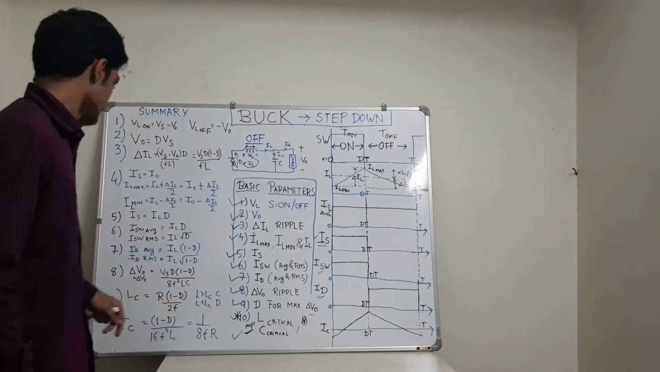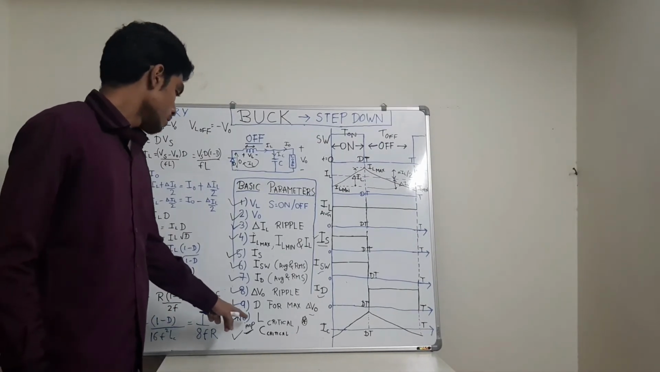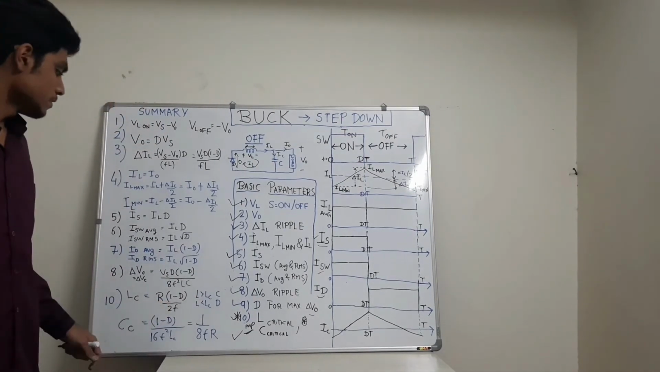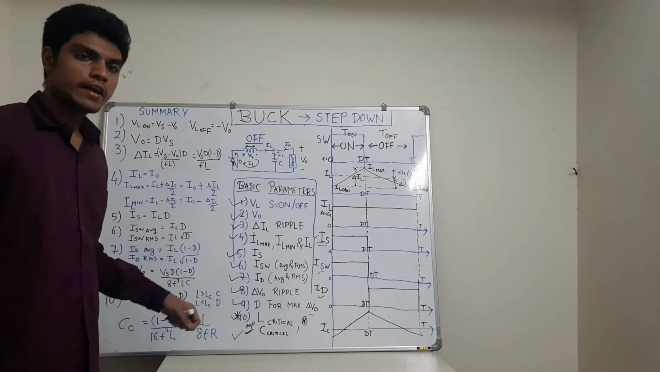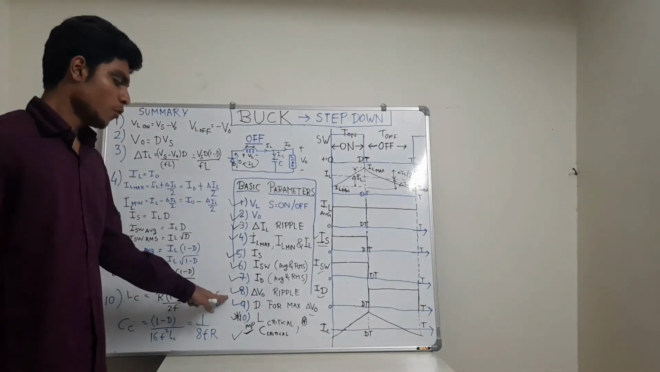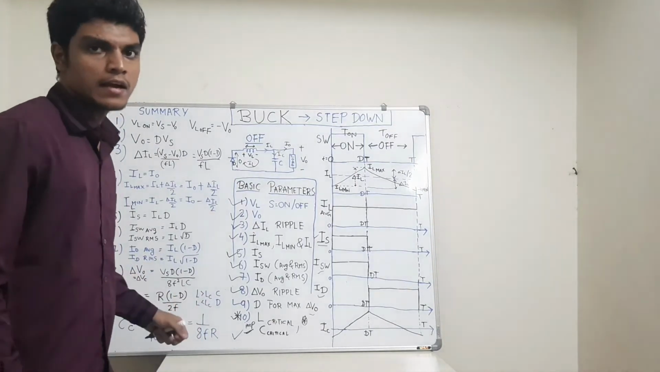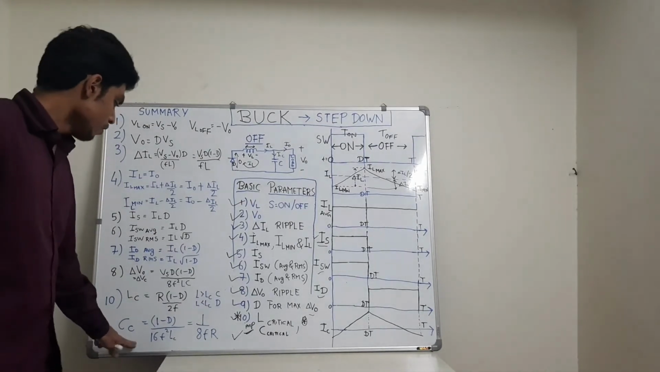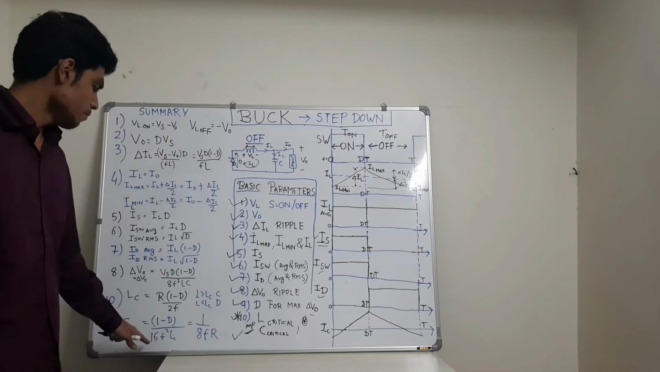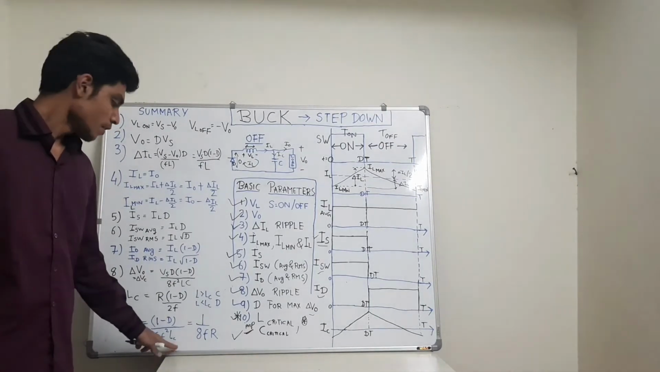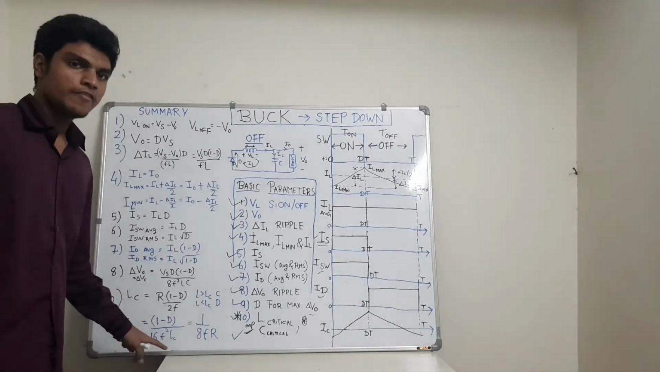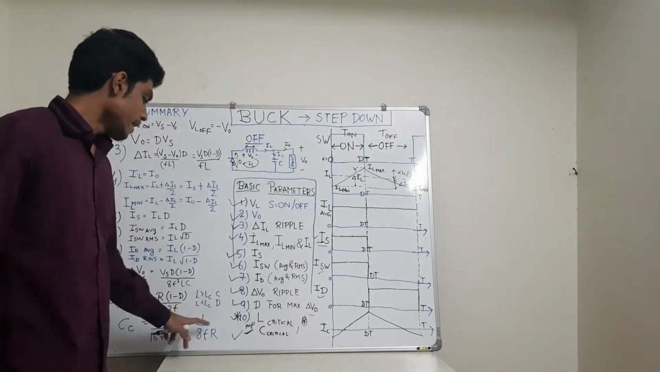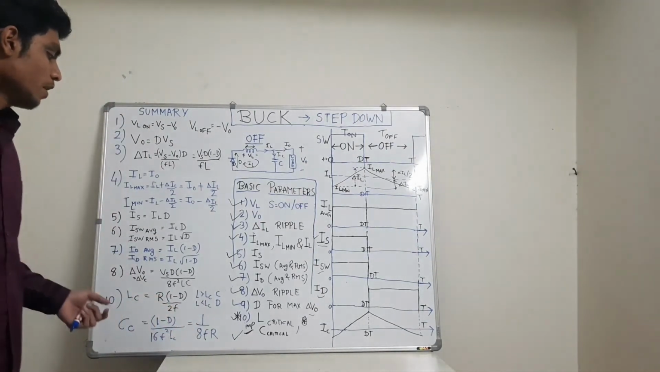And the 10th thing which we learned was L critical and C critical. Critical value of inductance is R into (1 minus D) upon 2F, and for L greater than critical inductance the mode is continuous, and for L less than critical inductance the mode is discontinuous for buck converter. And similarly, the critical value of capacitance we calculated as (1 minus D) upon 16 f square LC, and substituting the value of LC, if the value of resistance is given in the question, then we can directly calculate it as 1 upon 8 FR.